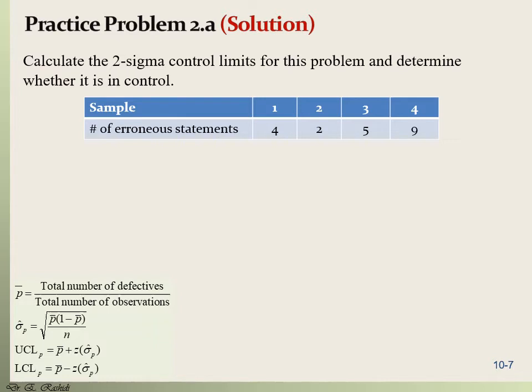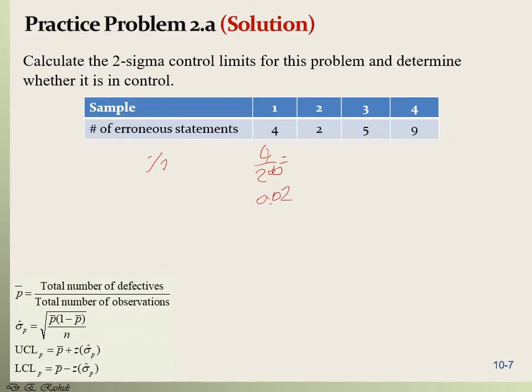To be able to find the control limits here, since we don't have the proportion of erroneous statements in the population, we don't have P here, so we have to estimate that using this formula. To do that, we need to find the percentage of defective for each sample. For example, the percentage of erroneous statements for sample 1 is 4 out of 200. So that's 4 out of 200, which is equal to 0.02.